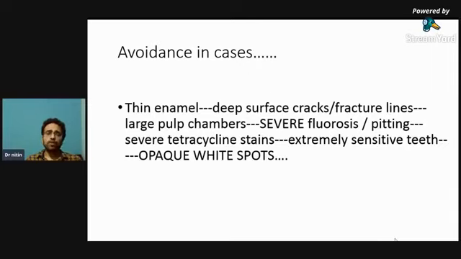And very important in patients which have extremely sensitive teeth, very important. Avoid bleaching in patients with hypersensitive teeth. Okay, go for non-prep veneers or minimal prep veneers would be a better option and long-lasting option.